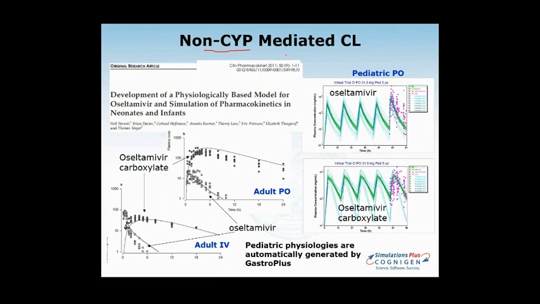But as this publication by Roche in 2011 demonstrates, it can be done even without the built-in expression levels, where they were looking at the oseltamivir or the Tamiflu simulations, metabolized by carboxylesterase into oseltamivir carboxylate. So again, by going with the standard strategy of developing and calibrating the model in adults first and then predicting the pediatrics, they were able to get very nice predictions for the 5-year-old children shown here on this plot.